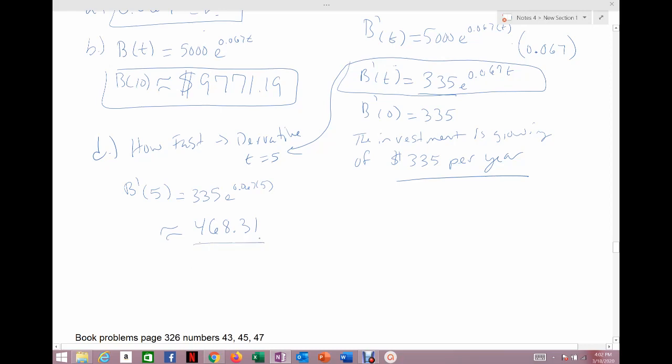Again, don't leave it as 468.31. Answer the question and put units on it. The investment is growing at a faster rate, at a rate of 468.31 dollars per year. All right, dollars per year is the units on that.